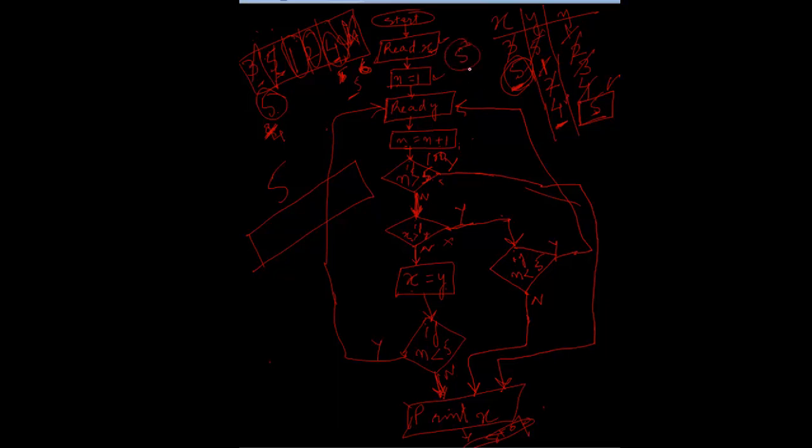If we are going to find the greatest among 100 numbers, in that case I have to replace this 5 with 100. Okay, and here also I have to replace this 5 with 100, and here also this 5 with 100.